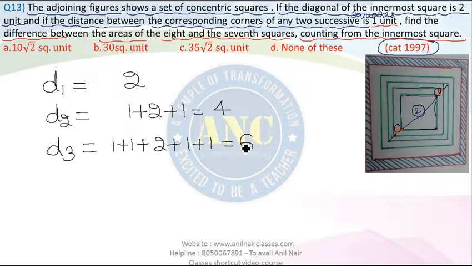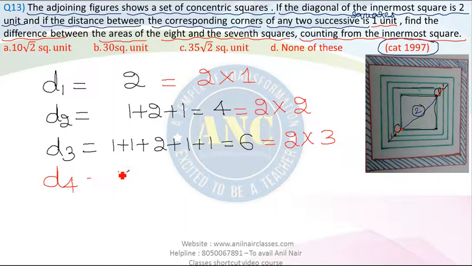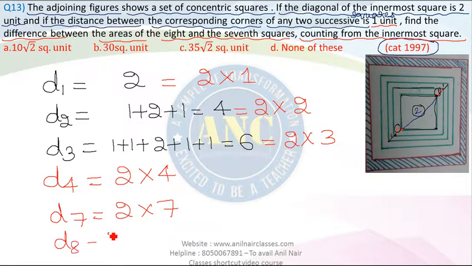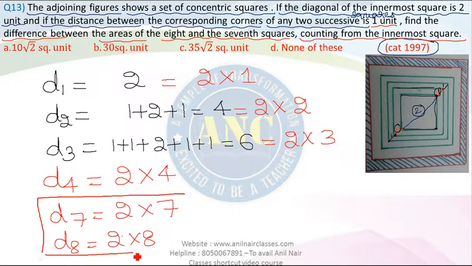Or in simple language, can I say like this, sir? Diagonal of the first square is 2 into 1. Diagonal of the second square is 2 into 2. Diagonal of the third square is 2 into 3. Diagonal of the fourth square is 2 into 4. Similarly, diagonal of the seventh square is 2 into 7, and diagonal of the eighth square is 2 into 8. I hope you are understanding the logic.